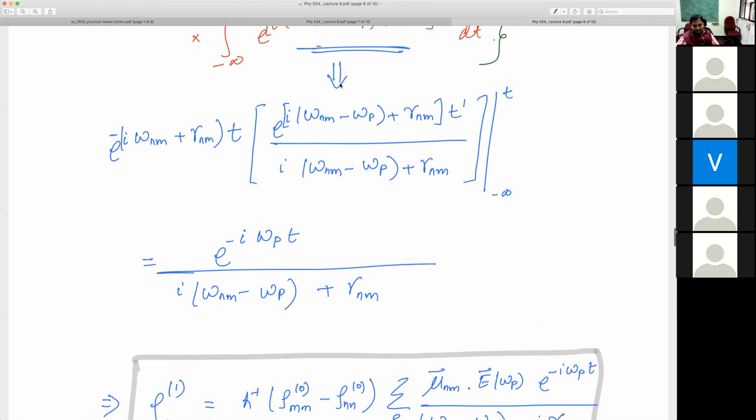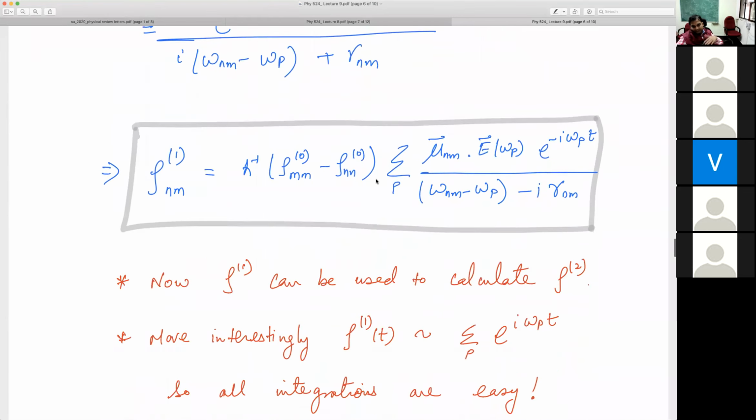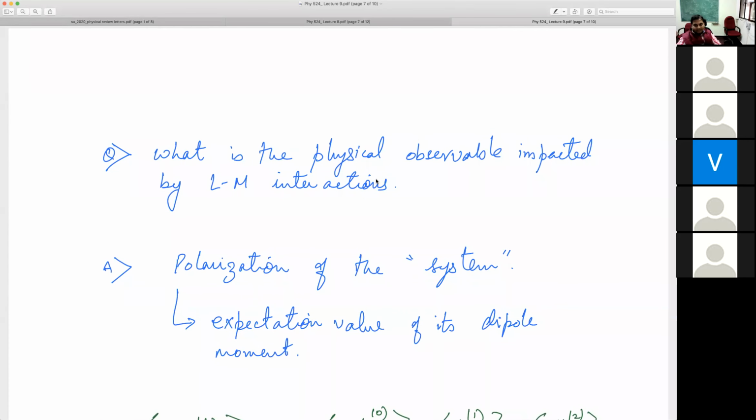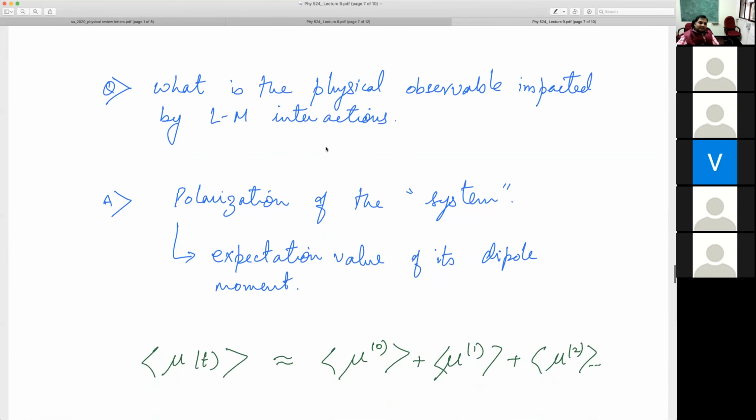So they will have explicitly this kind of form, and I can actually do the integration and calculate them. But let's not go there. Let's come back. So then you can ask a question: what are the physical observables which are impacted by this light-matter interaction? What is the physical quantity that I can calculate and which is accessible by experiments?